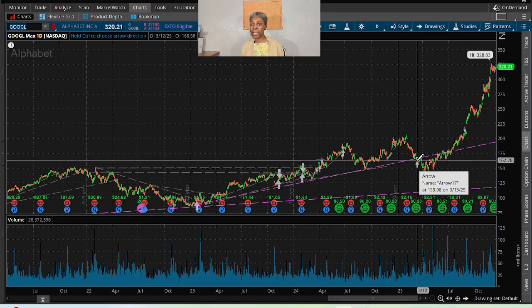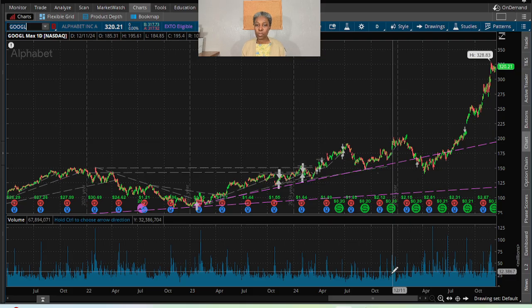I purchased it at $162 a share. If you were interested in Google back then, $162 is all you need to start swing trading, to buy one share of Google and start swing trading it. So I'm going to show you a few.